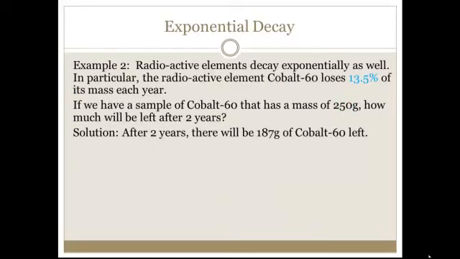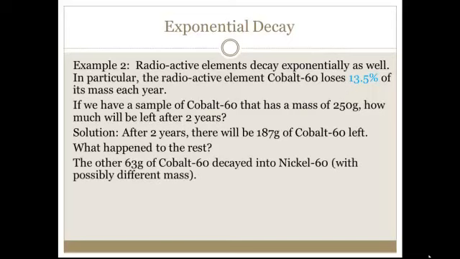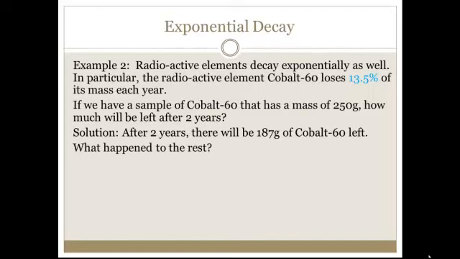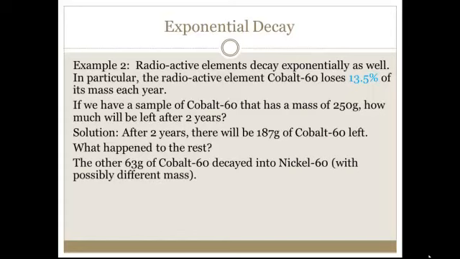So in this example where we started with 250 grams of cobalt-60, and after 2 years there was only 187 grams of cobalt-60 left, what happened to the rest? The other 63 grams of cobalt-60 decayed into nickel-60, with possibly different mass. A chemist would ask, what happened to the rest? Note that the decay of cobalt-60 into nickel-60 is not part of our course, but an interesting piece of information.